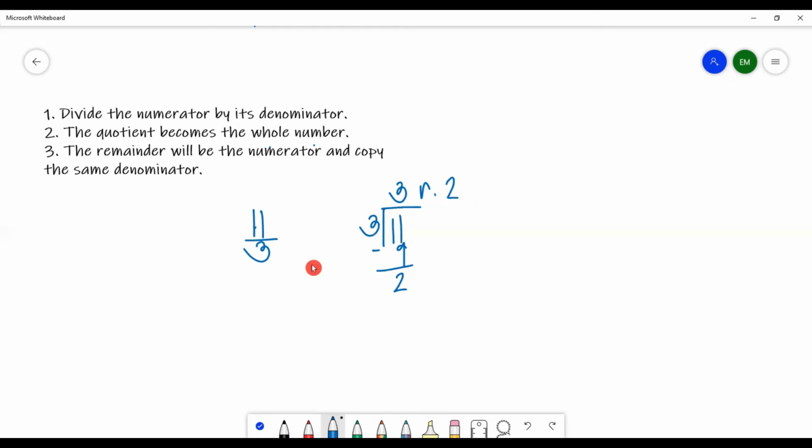3 remainder 2. The quotient becomes the whole number. So we write it here, 3. The remainder will be the numerator, which is 2. And copy the same denominator. Therefore, the final answer is 3 and 2/3. So let's have another example. 17/4. So we divide the numerator by its denominator.